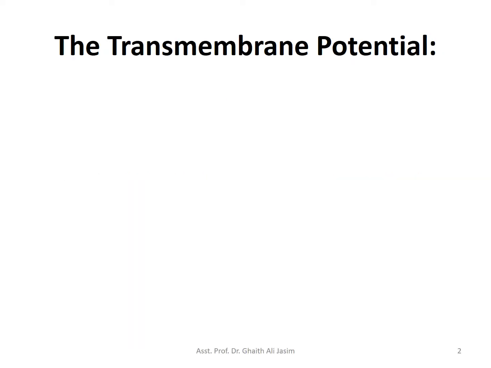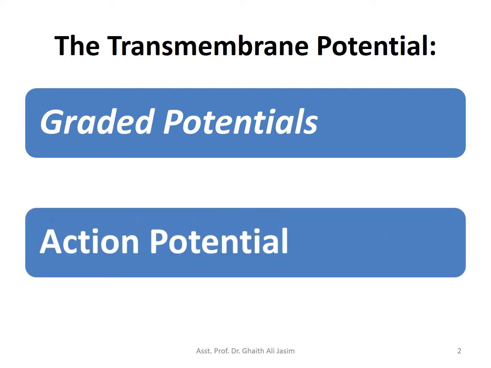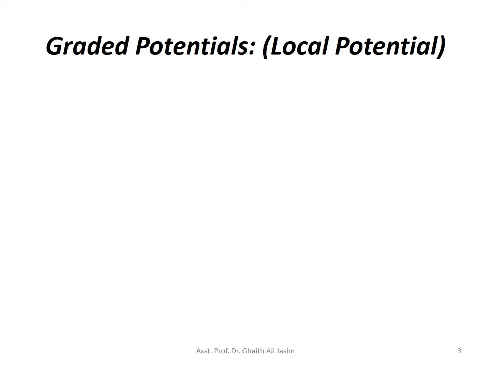Today we will talk about the transmembrane potential. There are two types of transmembrane potential. First is called the graded potentials, and the second is the action potential. So first let's have some information about the graded potentials, also called local potential.